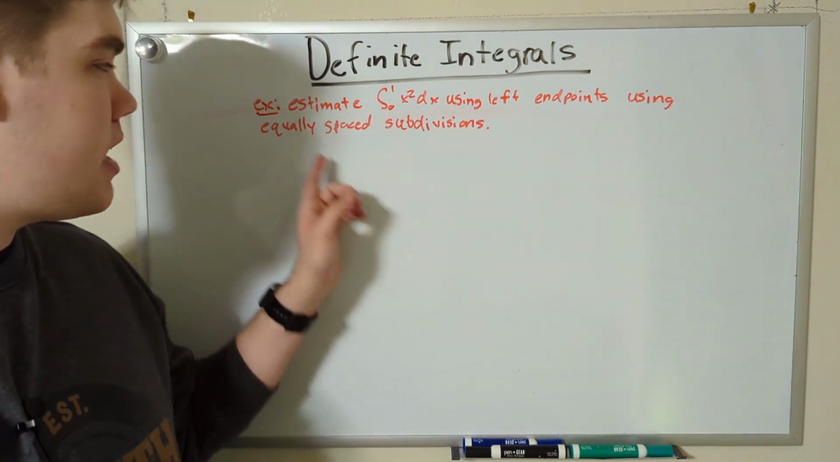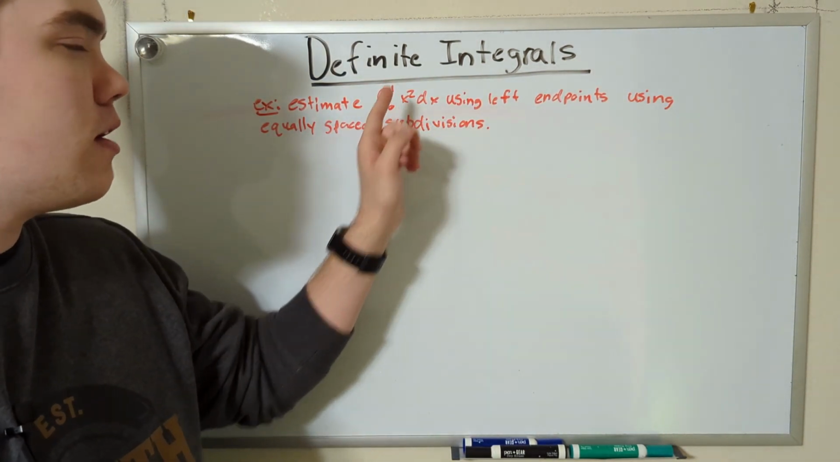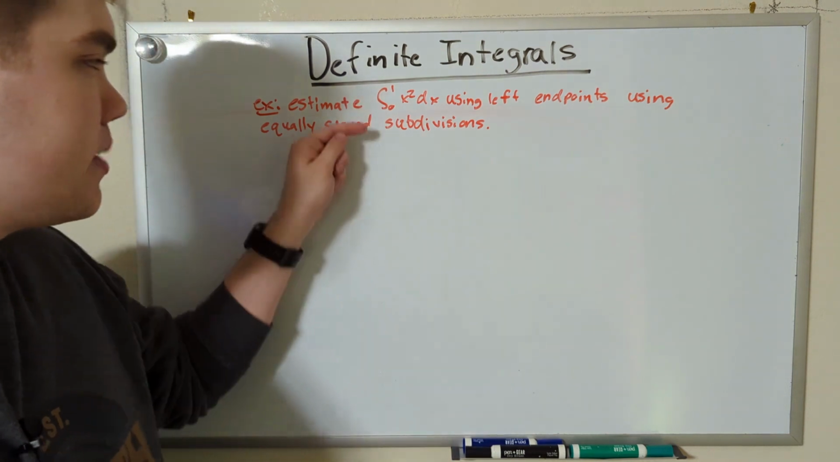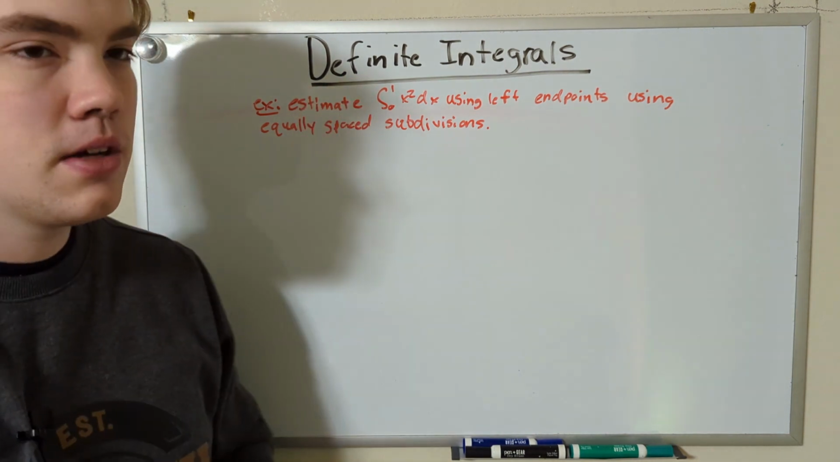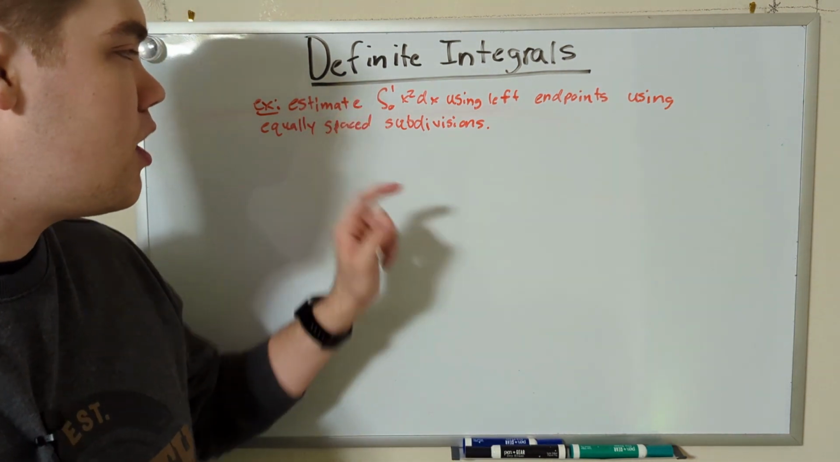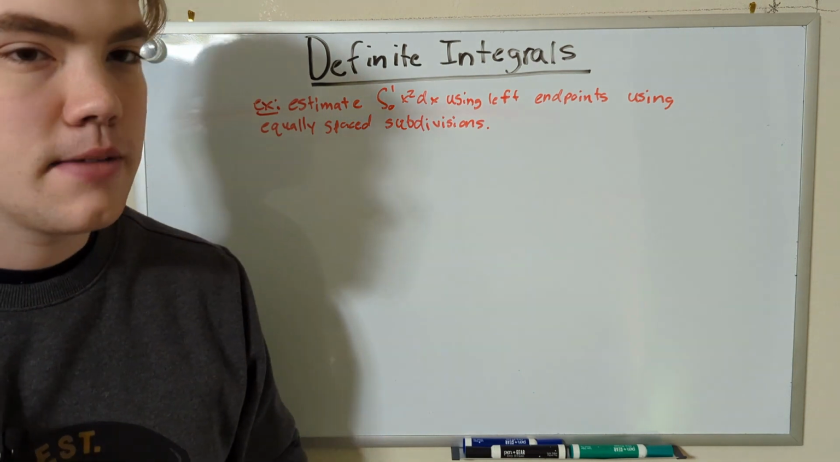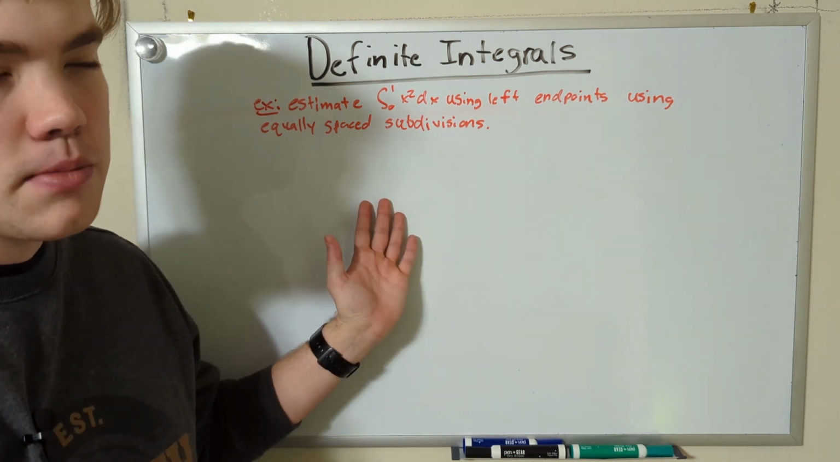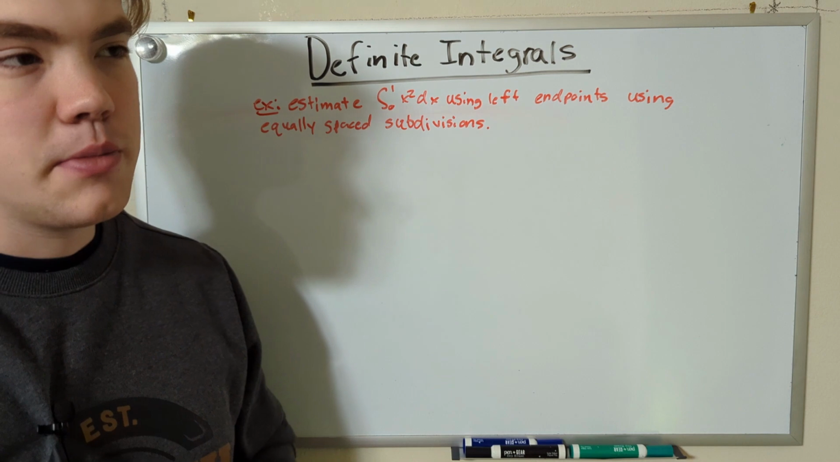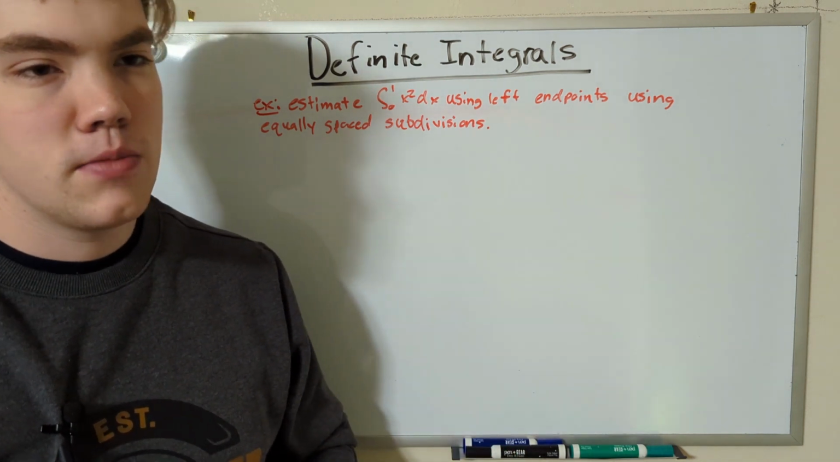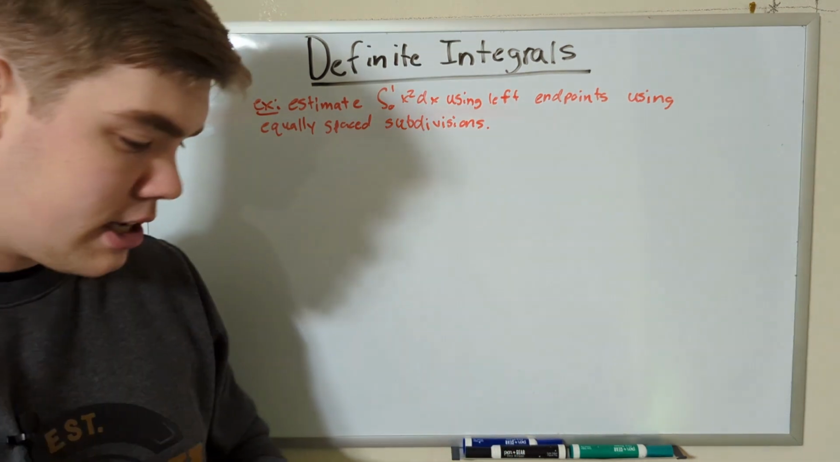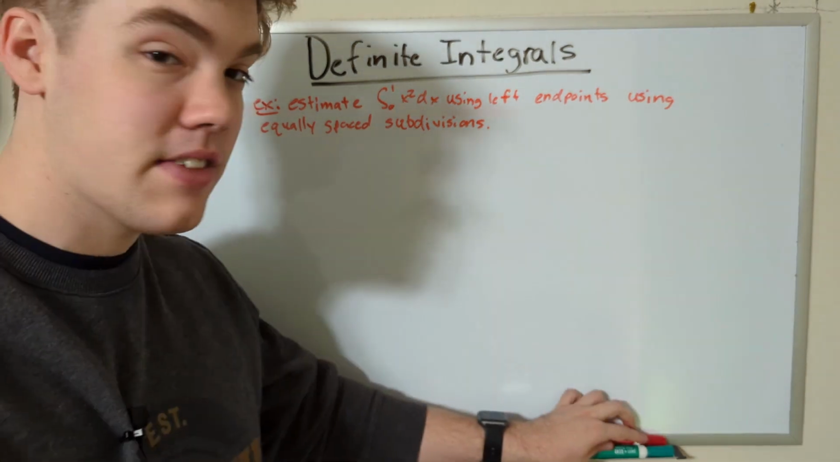This example asks us to estimate the integral from 0 to 1. By the way, when we're talking about definite integrals, we go from the bottom value to the top value. So estimate from 0 to 1 of x squared dx using left endpoints and using equally spaced subdivisions. The equally spaced subdivisions means that the width of our rectangles in our Riemann sum will be the same. Let's do this example problem now. And we may as well use a different color. Let's use green for this example, why not?